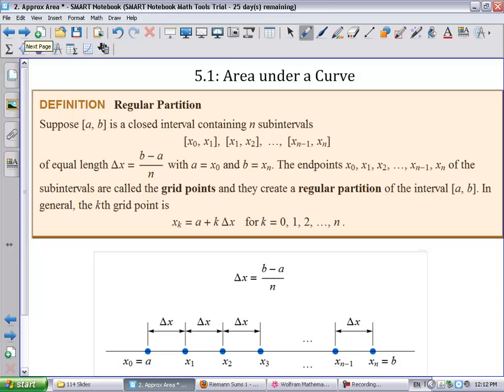And when you split an interval up into these grid points and they're all equally spaced, we call that a regular partition. That's a vocabulary word for you. So we've learned about grid points and we've learned about a regular partition.